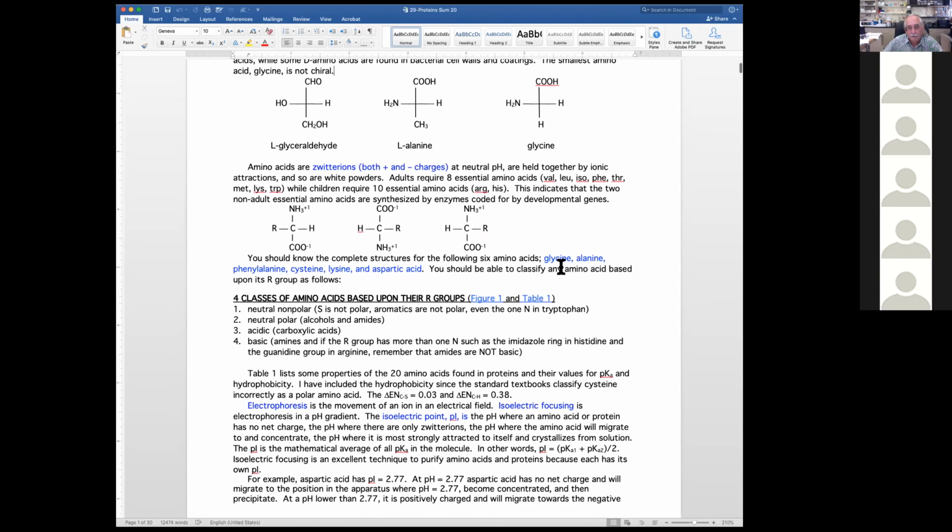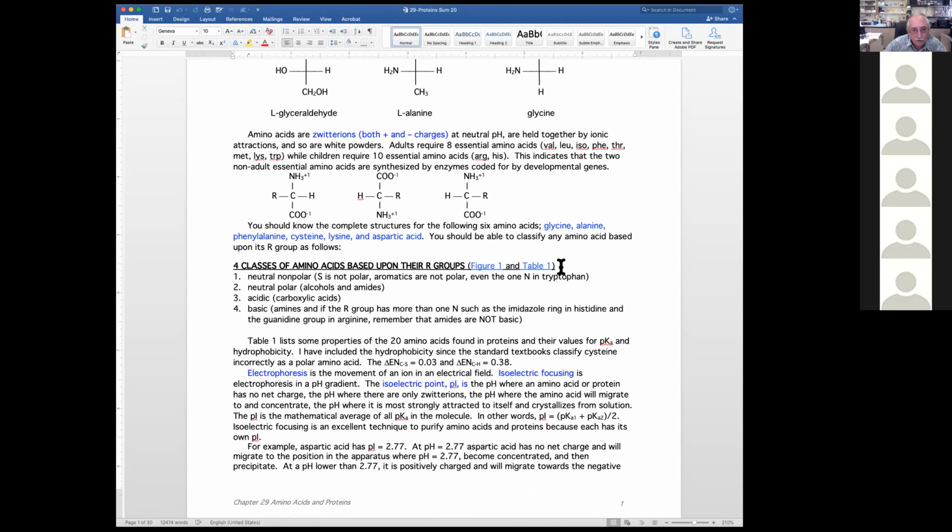Then how we find them in nature under physiological conditions is as what we call Zwitter ions. That means they have both positive and negative charges. So for example, here, why would that happen? Because at physiological pH, most carboxylic acids are ionized and most amino groups are protonated. And because of the ionic attractions between this, when you go to the health food store and buy amino acids, they're usually white powders.